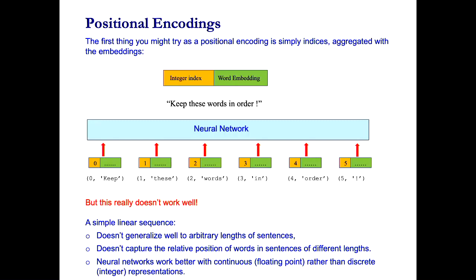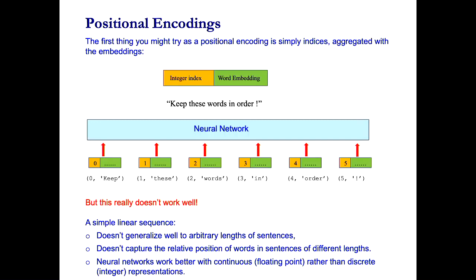It can't generalize. The whole point is generalizing. The whole point is not memorizing, but generalizing. And when you do this, it doesn't work. The neural network just doesn't like it. It doesn't capture the relative position of words, that an adjective will go before a noun, but in French it'll go after. It doesn't understand relative position because it just has these fixed representations.